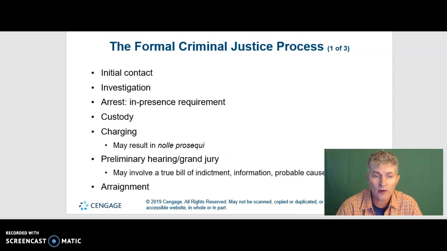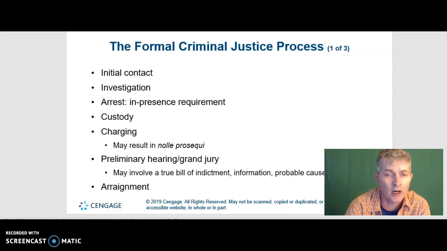Charging, that's the formal process wherein the police present the evidence to a prosecutor, and usually by mutual agreement, a decision is made on the most appropriate offense based on the available evidence. This sometimes involves dropping the case, but in many cases it does not. Next step is a preliminary hearing, or possibly a grand jury. You've been hearing a lot about grand juries with the Mueller investigation over the last couple of years. That's where this process starts to come in.